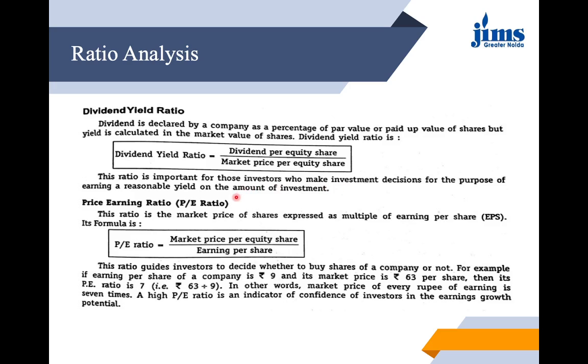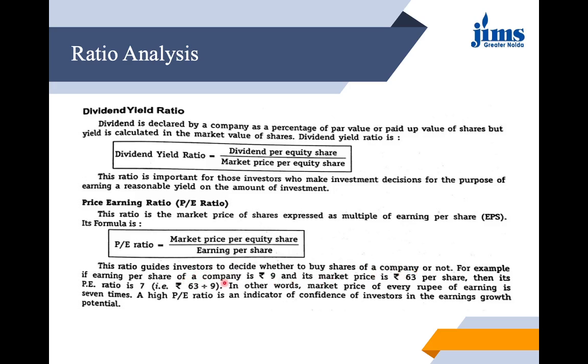Then we have the PE ratio, price earning ratio. This is the market price of your shares expressed as a multiple of EPS. So the formula appears like this: market price per equity share upon the earning per share. Let us explain this. This ratio guides investors to decide whether to buy the shares of a company or not. It will be clear from this example.